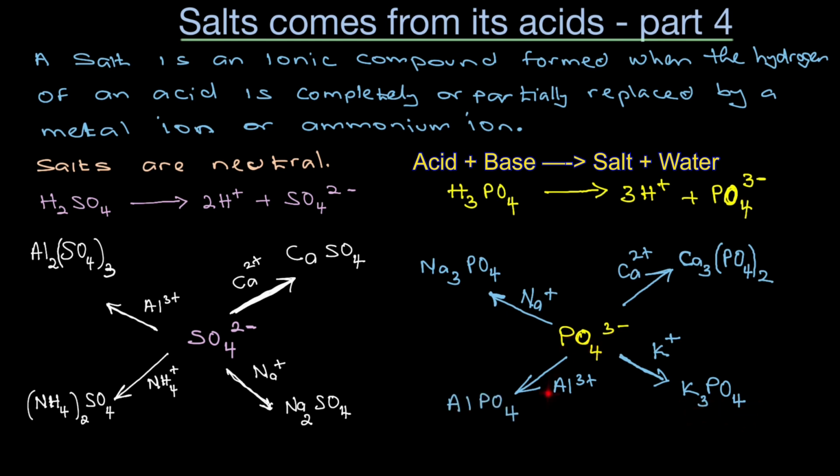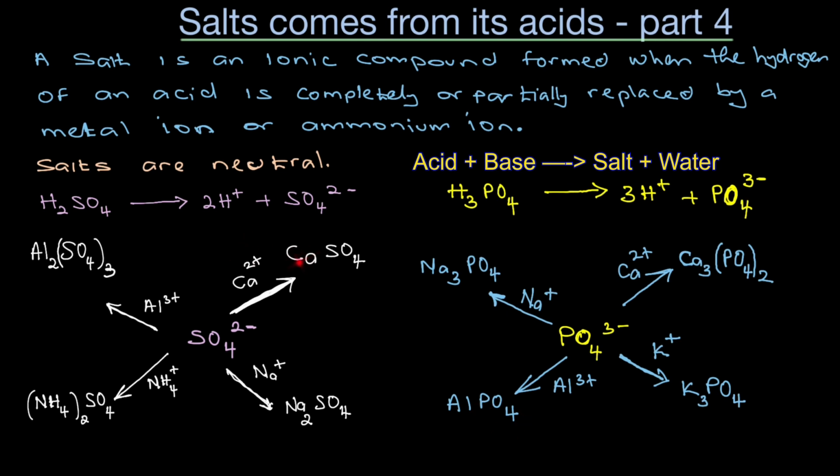Now phosphate with aluminium 3+. Aluminium is in group 3, so it will lose 3 electrons. That's why it's 3+. They will exchange the 3s for the subscripts, but because they're the same value, we just write aluminium phosphate because the ratio is 1:1.